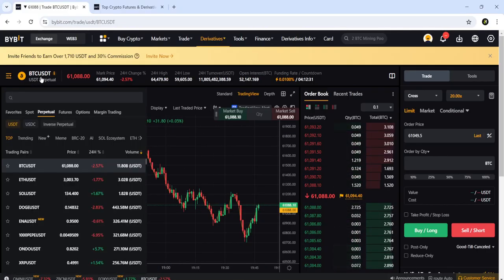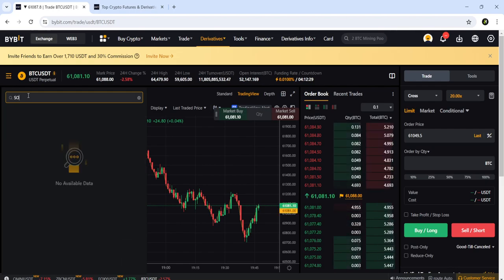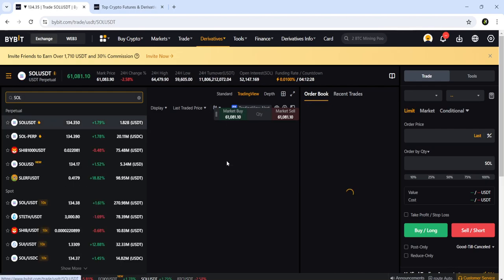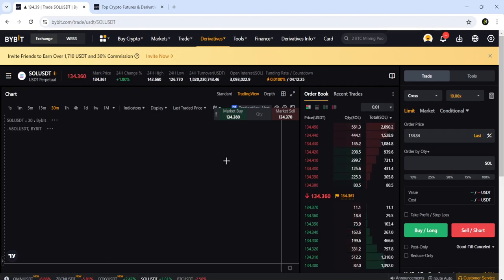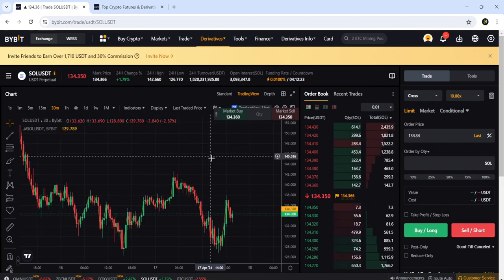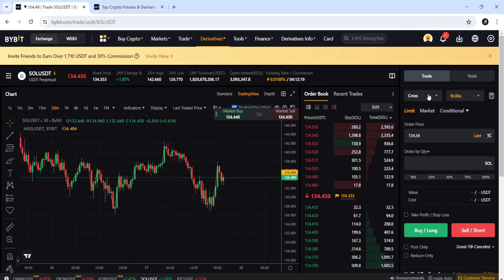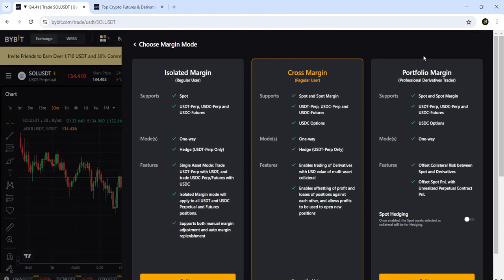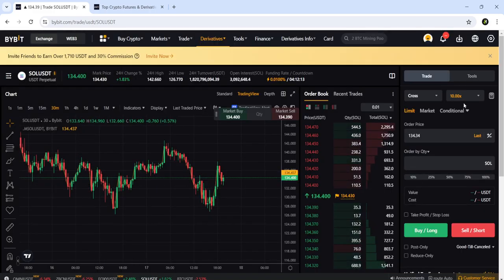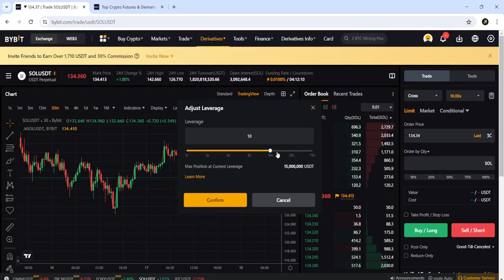you go on here, you find SOL, and now you have the SOL chart. So here we advise you to use cross margin. Now you need to select your leverage. Leverage is shared on the signal. So for this signal it is 10x leverage.